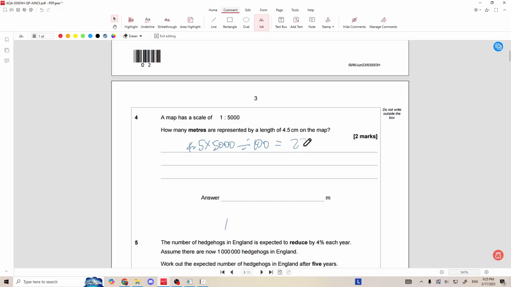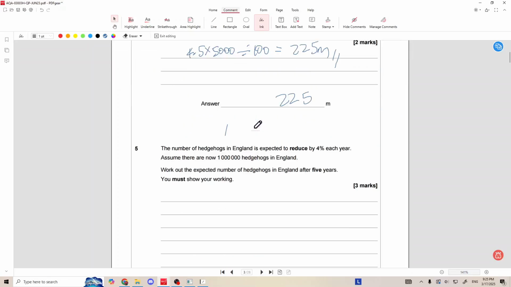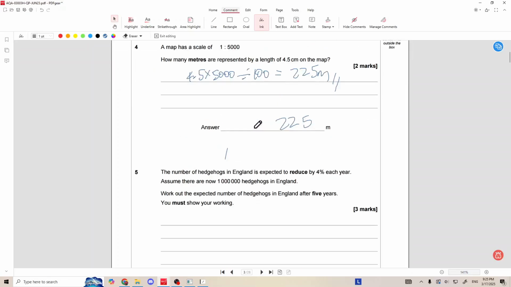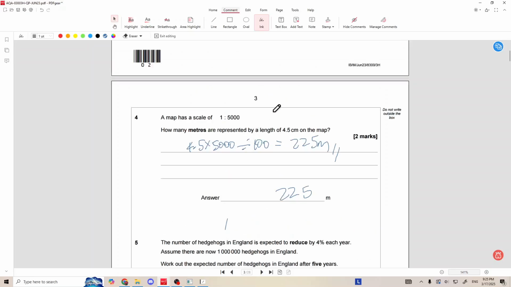It goes 225 meters. So that's the answer. Once again, we're starting off very basic for the start, so I don't expect any surprises here.